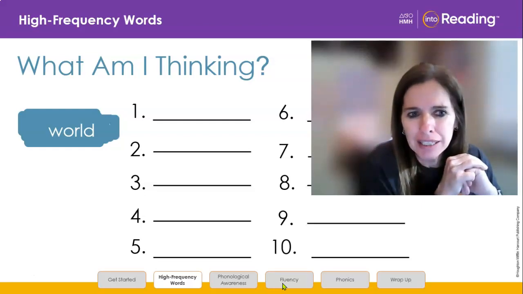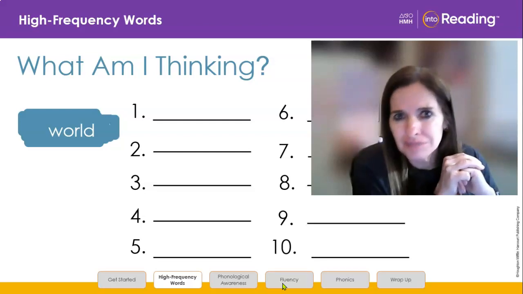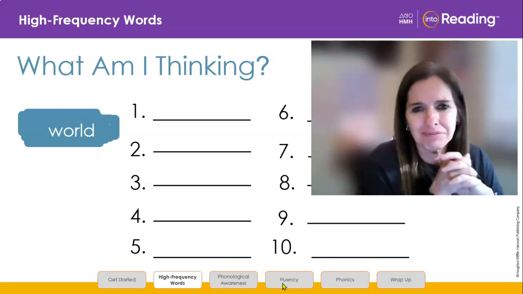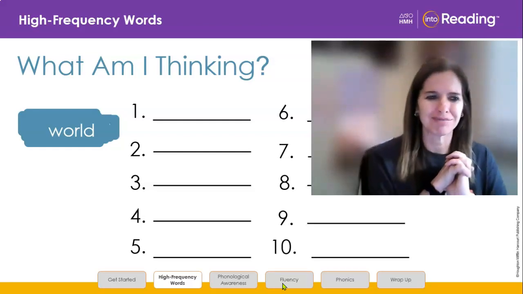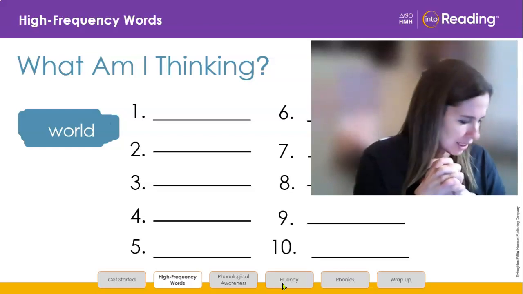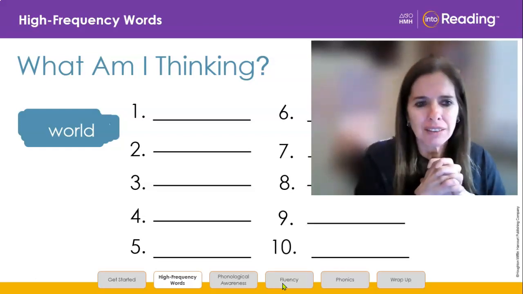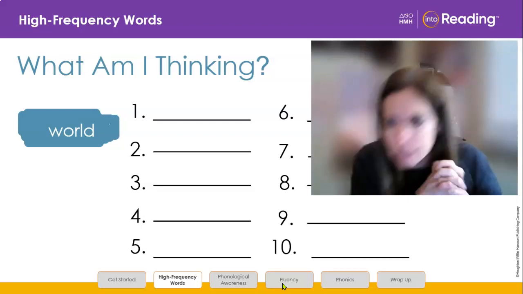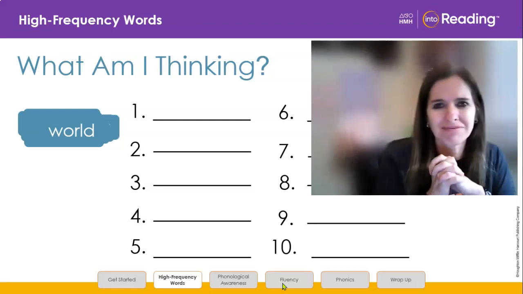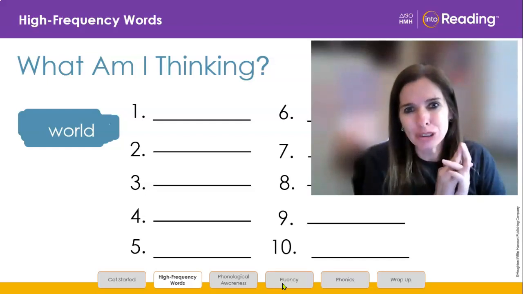So, I'm thinking of a word that rhymes with buddy. It starts with the consonant blend st. And it has 2 syllables. Most of these have 2 syllables, don't they? Number 7. Did you find the word that rhymes with buddy? Starts with the consonant blend st. And has 2 syllables.